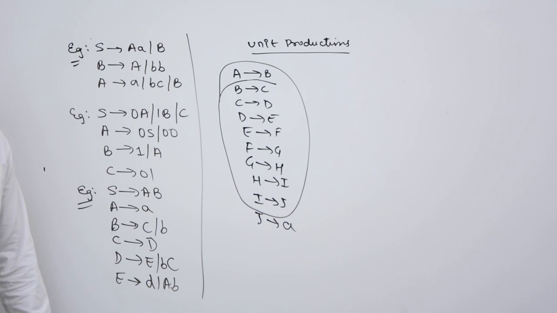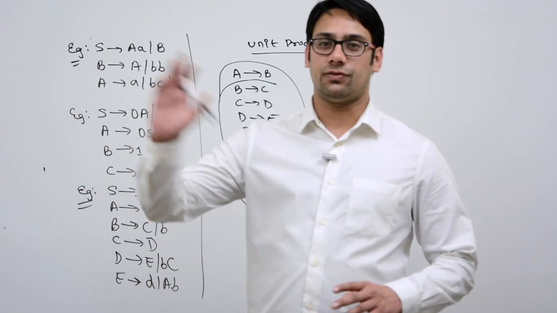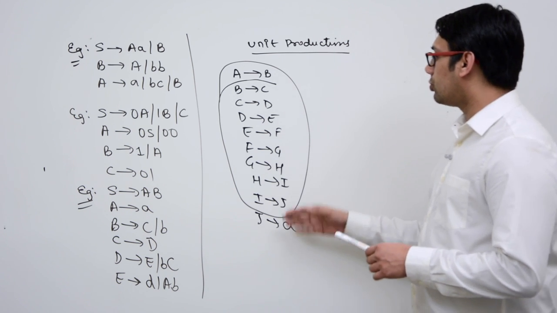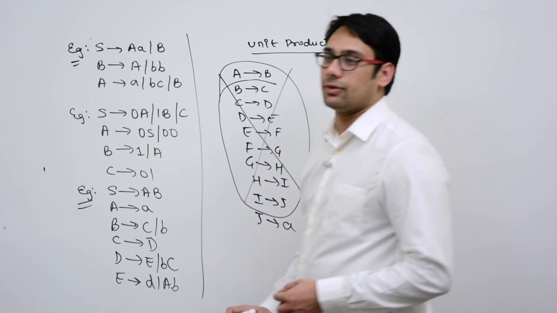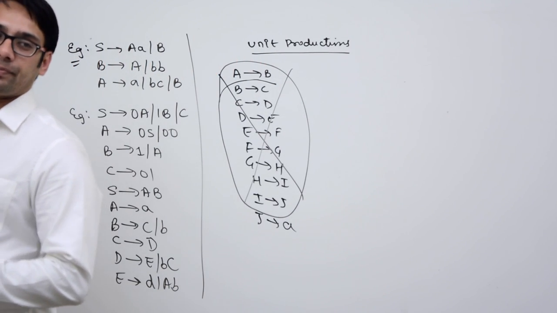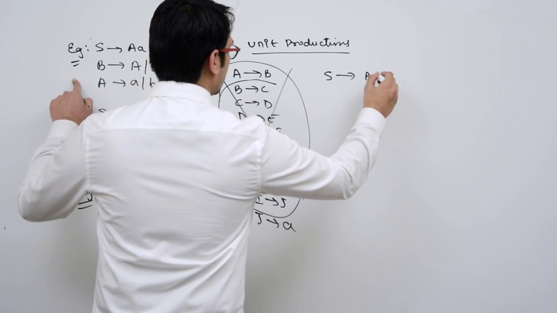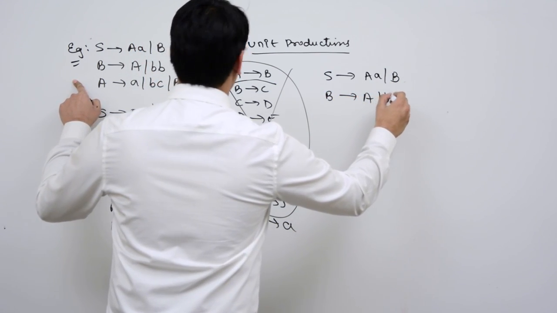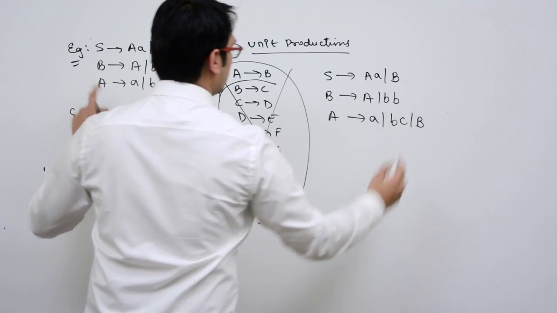Right. So here, when I'm saying removal of unit productions, unit productions are the productions which are actually not doing any work. They are just giving reference to someone else and they're not doing any important task. So we want to remove such productions because these are useless and they are unnecessarily making our grammar complicated. Right. So the first grammar is S derives AA | B, B derives A | BB, A derives a | BC | B.